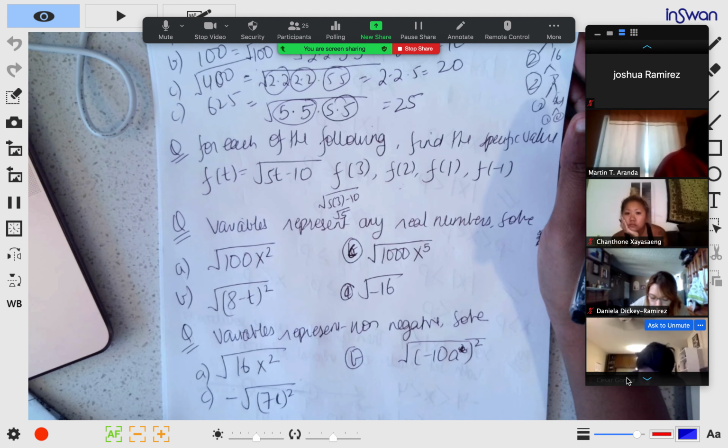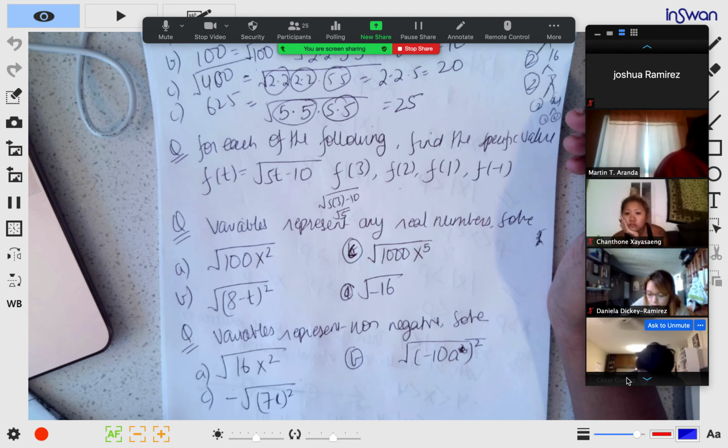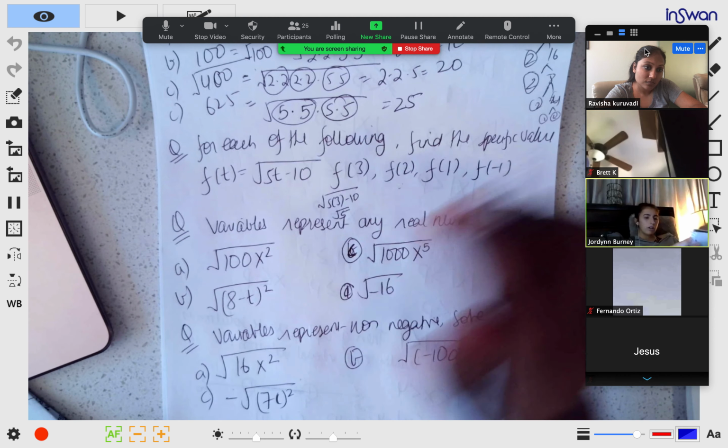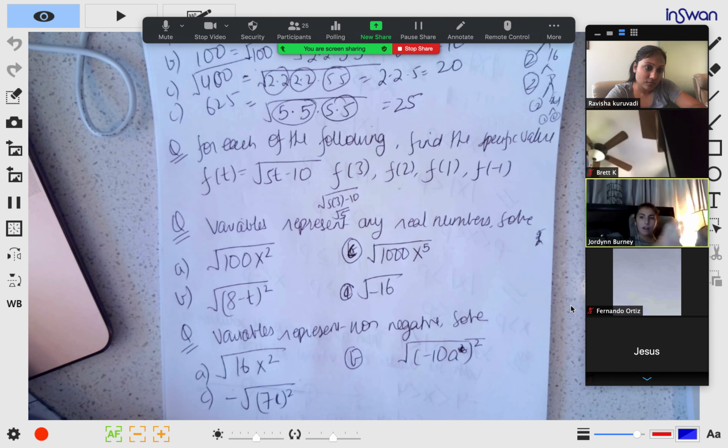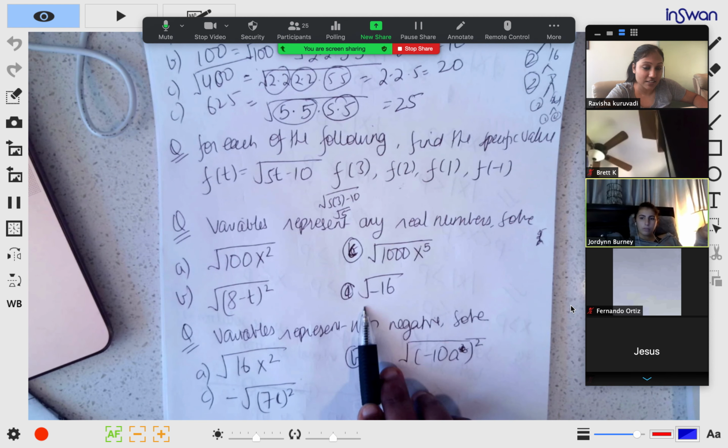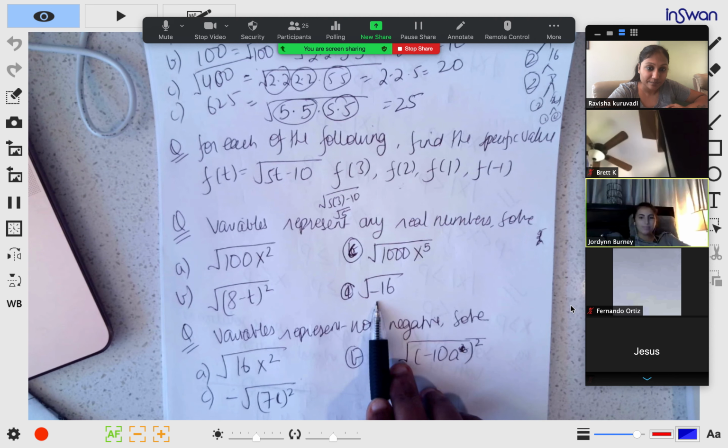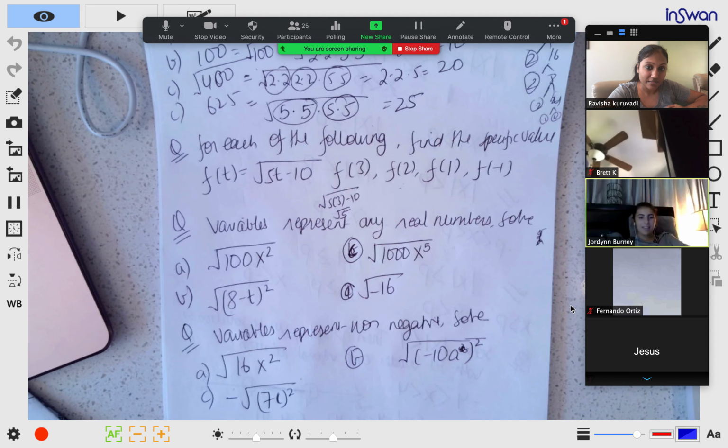I had a question. Yeah. I remember you saying earlier, if it's negative inside of the radical sign, does that mean there is no solution? Yes, like in this case, we'll come to this point here. Oh, okay. Thank you.